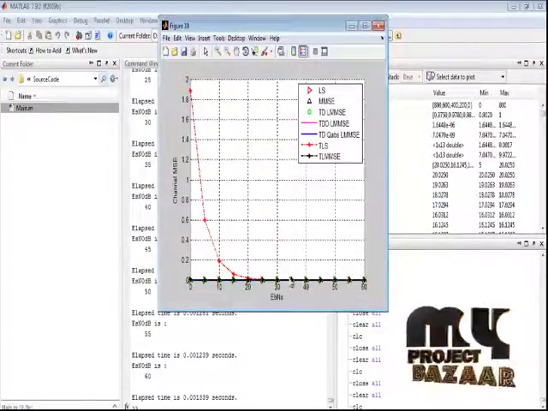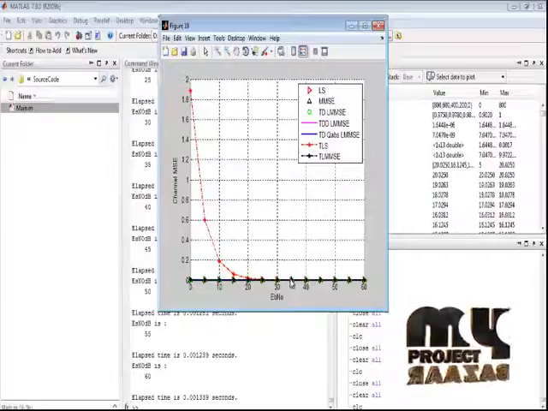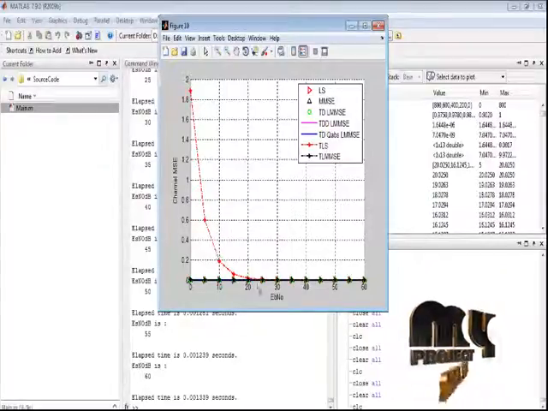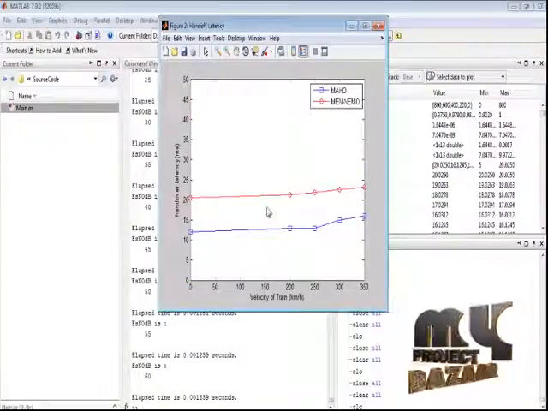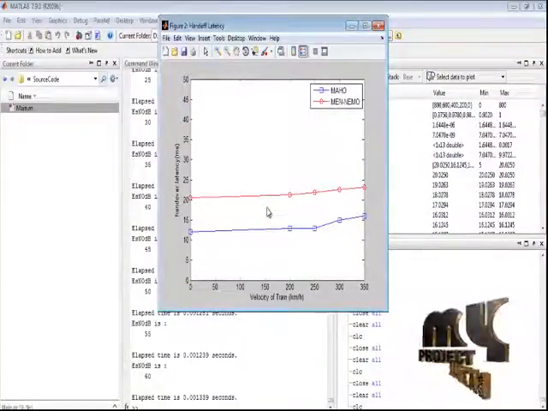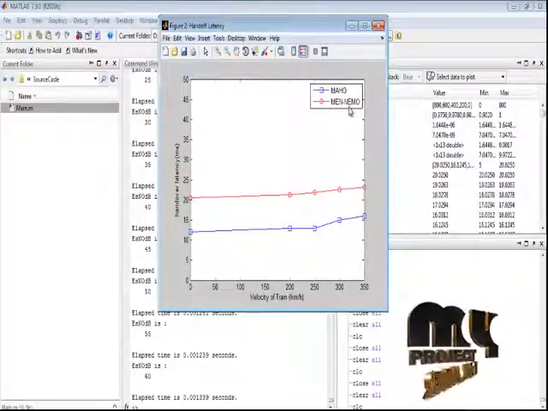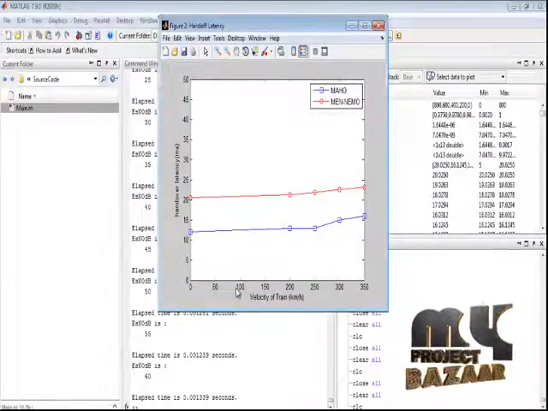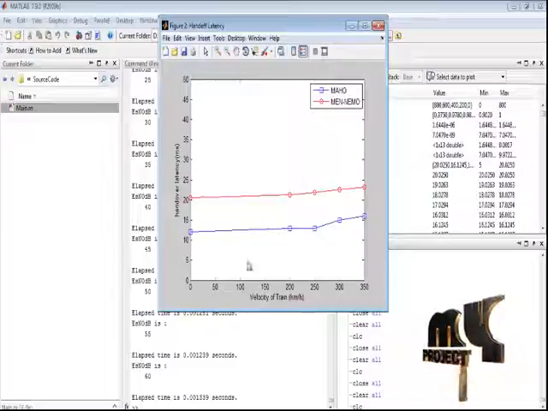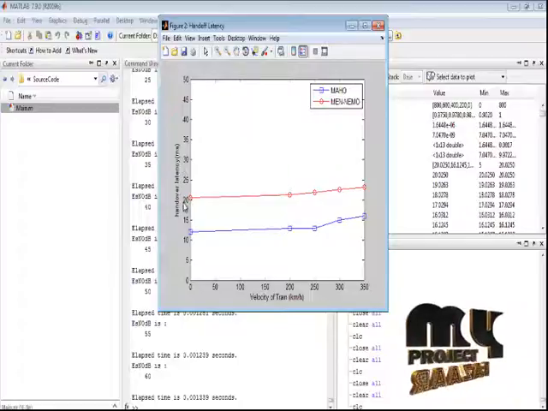This is the overall MMSE and least mean square error graph for every channel with respect to the Eb number. And this is the handoff latency graph between the existing and the proposed system. Here we use the existing system as the NEMO scheme, and our proposed system is MAHO. Here is the graph between the velocity of the train, that is the speed of our train, and the handover latency.